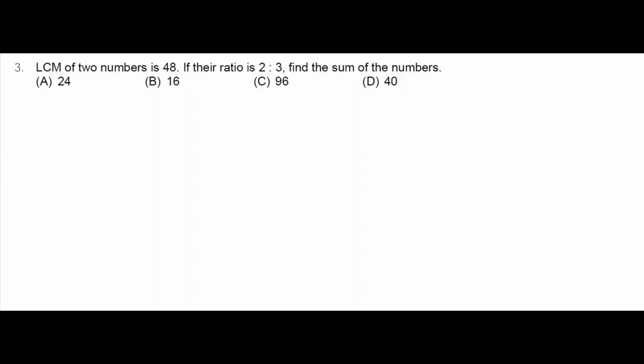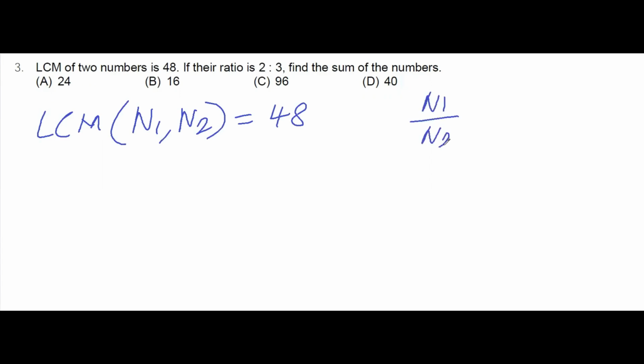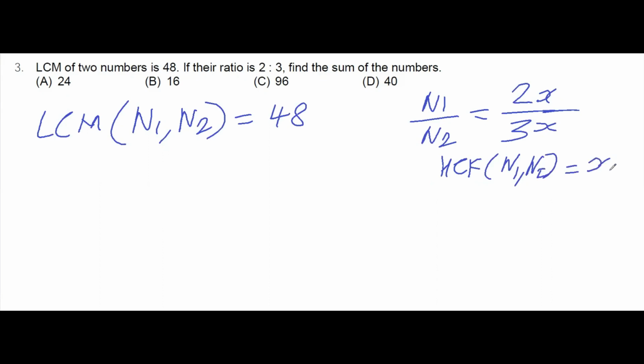Okay, so question number 3. It says the LCM of two numbers is 48. So the LCM of two numbers, say n1 and n2, is 48. Their ratio is 2 is to 3. So number 1 upon number 2, the ratio is 2 is to 3. It means there is some common multiple, which is nothing but your GCD, or HCF. So the HCF of n1 and n2 over here will be x.